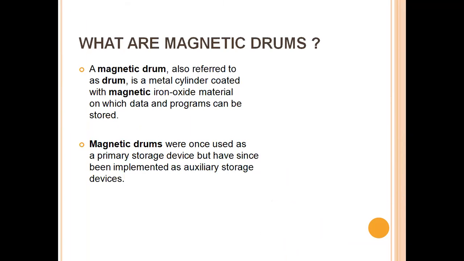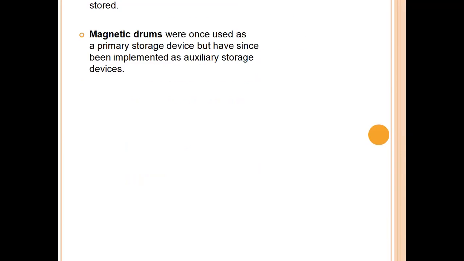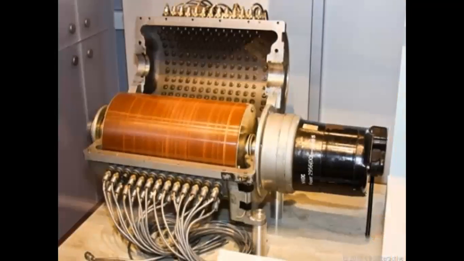Then, what are magnetic drums? A magnetic drum is also referred to as a drum. It is basically a metal cylinder coated with magnetic iron oxide material on which data and programs can easily be stored. Magnetic drums were once used as primary storage devices, but have since been implemented as auxiliary storage devices. This is a magnetic drum which was used in first generation of computer for memory.